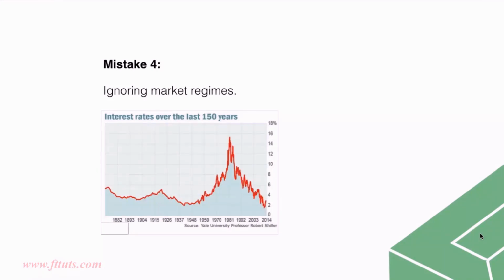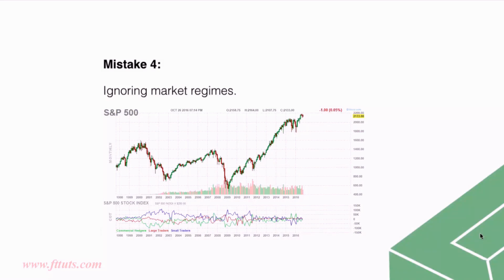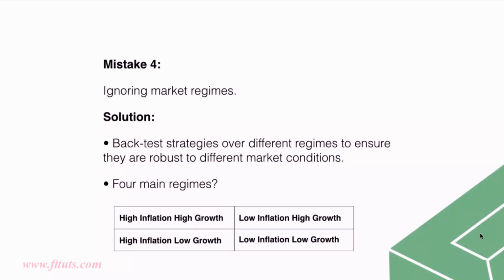Number 4, ignoring market regimes. Just as we need to take into account survivorship bias, we also need to be keenly aware of prevailing market conditions or market regimes in the data that we are using. Market conditions can have a tremendous effect on the performance of a trading strategy. For example, consider a backtest that is run on US stock data between March 2009 and August 2015. This recent period has seen a very strong bull market, so any strategy that involves being long stocks during this time is bound to do very well. Conversely, any short selling strategy is bound to do poorly. So it's important to test systems during different market conditions to see how they get on.